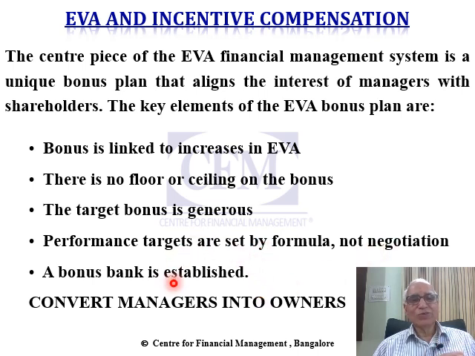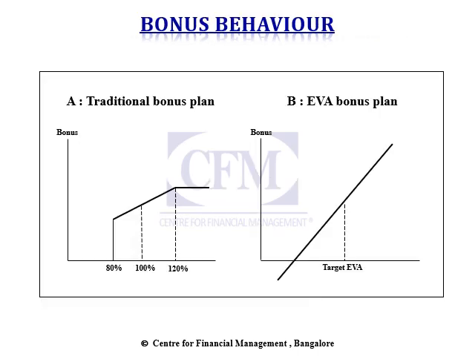The whole idea is to convert managers into owners, to make managers feel the pain as well as experience the gain of owners. It is instructive to look at how bonus behaves under the traditional bonus plan and under the EVA bonus plan. In the traditional bonus plan, bonus is payable only when a certain level of performance is reached. Here, the level of performance is 80% of target performance, and thereafter bonus rises linearly with actual performance. However, beyond a certain level of performance, there is no further increment in bonus. Essentially, bonus is capped.